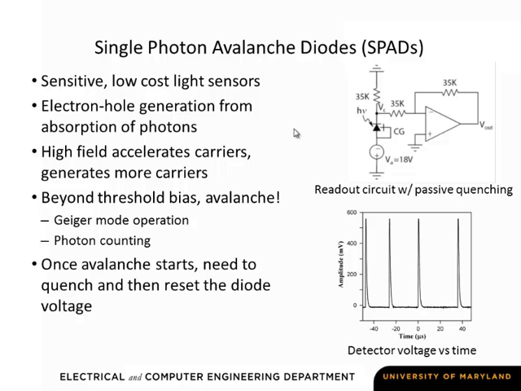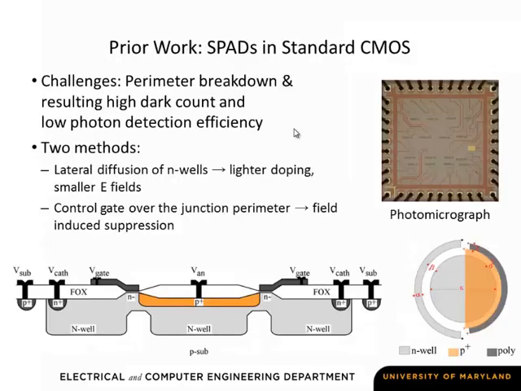Functionally, once the avalanche starts, you've detected one photon or one thermal event, and then you need to quench and reset the diode to start again. One of the key advantages of doing SPADs with CMOS is that you can locally integrate quenching and recharging circuitry. So this is just some traces to show you SPADs. This is background. I wanted to start with just setting the stage with some prior work that my lab has shown with SPADs in standard CMOS.